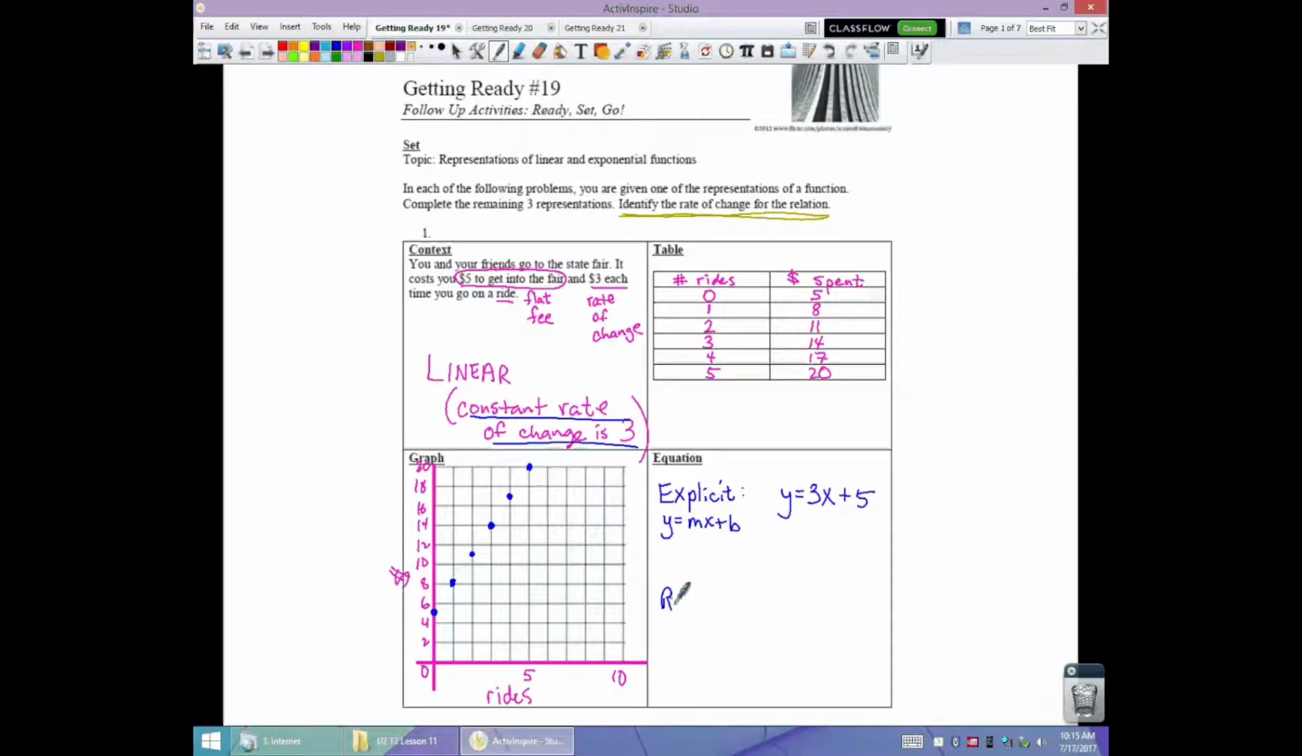If you chose to make the recursive equation, then again, remember, you always have to give something to start with. So f of 0 equals 5, and then f of x would be f of x minus 1 plus 3. So every new term is the result of taking the last term and adding 3.